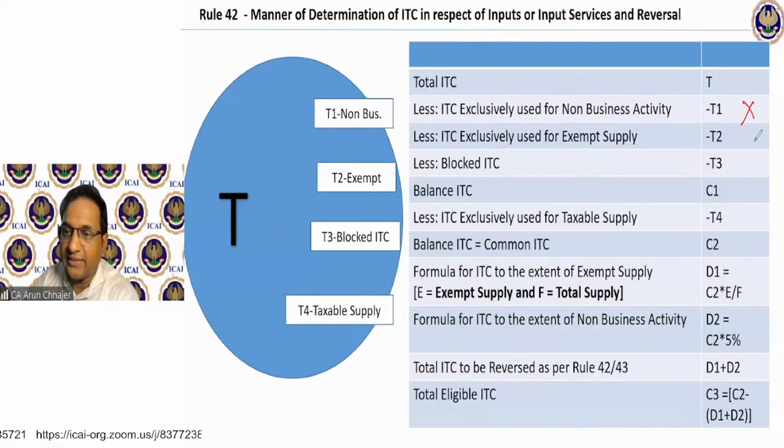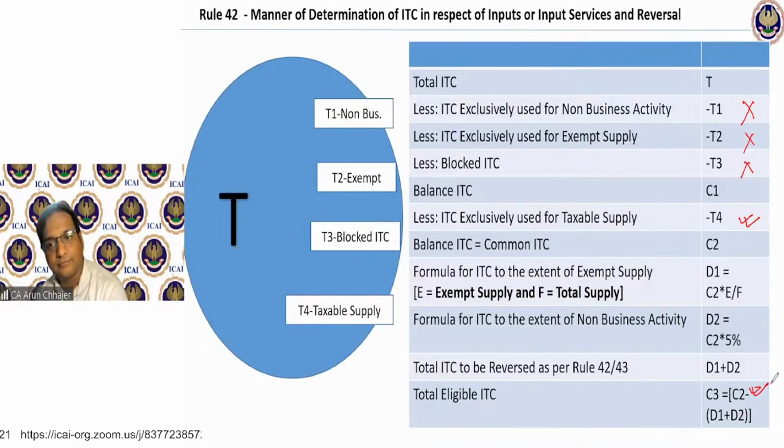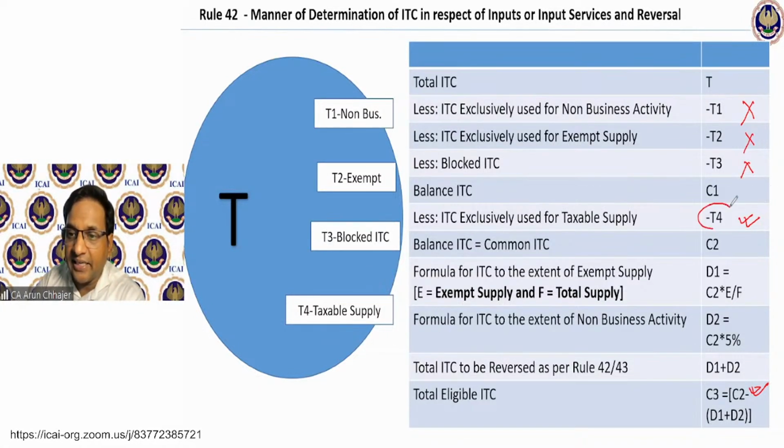You know that this ITC we can't take, this ITC is fully eligible, and after that this ITC is fully eligible. So basically the total eligible ITC, I can say, is T4 plus T3.